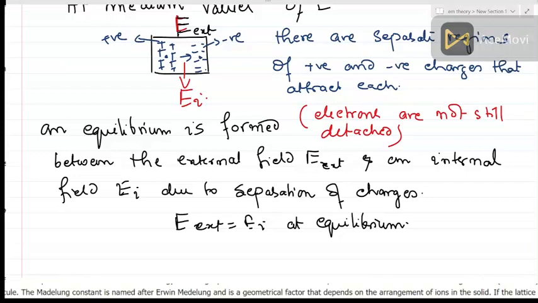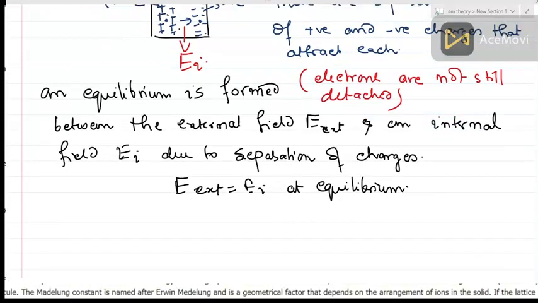The two opposing forces, the pulling of electrons and the nucleus apart, and their mutual attraction bringing them back together. So this external field is separating the two charges, and this internal field is trying to bring them back together. So they have opposite effects, and at equilibrium they balance each other. This is the most important phenomenon.